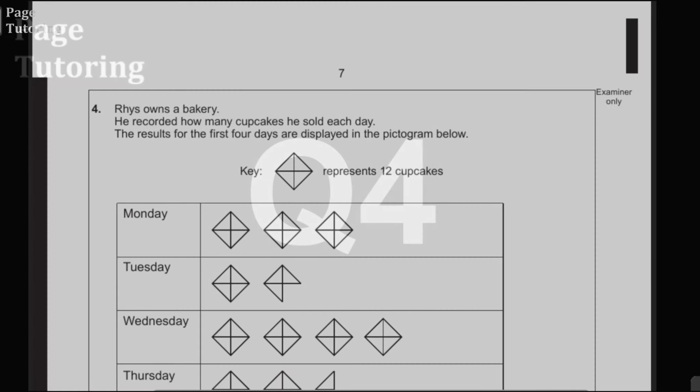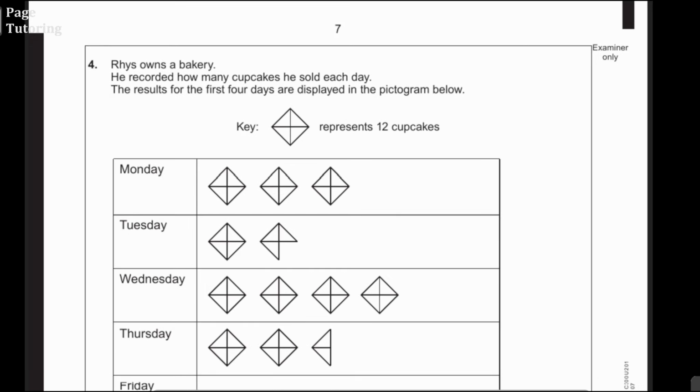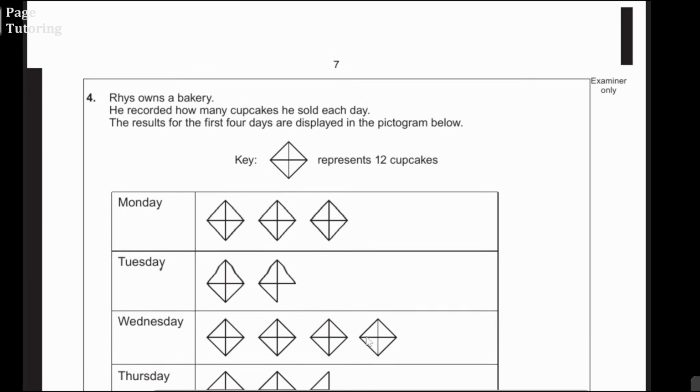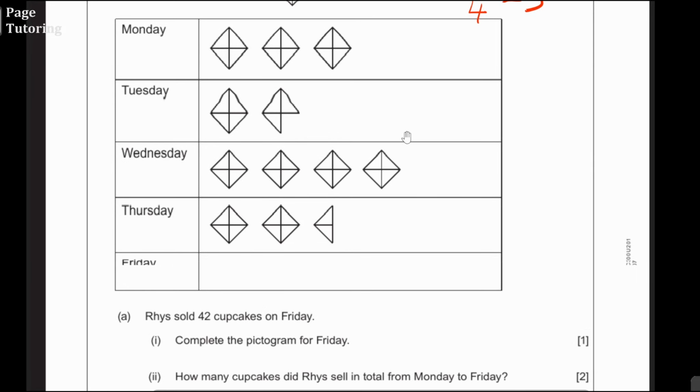Question 4. Reese owns a bakery. Good for Reese. Entrepreneur. He recorded how many cupcakes he sold each day. The results for the first 4 days are displayed in the pictogram below. Below is a key. You have a diamond that's split into 4 segments. And it says that represents 12 cupcakes. So straight away, before we even read the question, if that diamond can be split into 4 parts and that represents 12 cupcakes, then one part must represent 12 over 4. So that's 3 cupcakes.